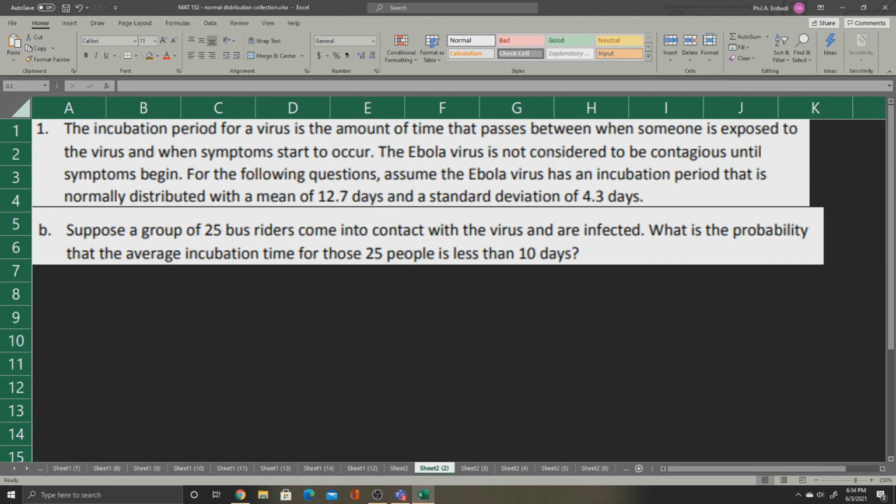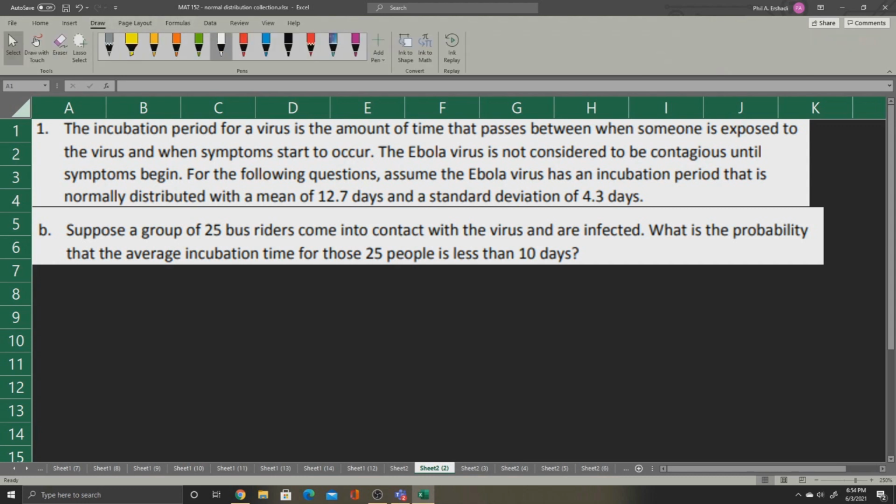Question B says, suppose a group of 25 bus riders come into contact with the virus and are infected. What is the probability that the average incubation time for those 25 people is less than 10 days? Now this time, we are not talking about individuals. We are now talking about an average in a group of 25.